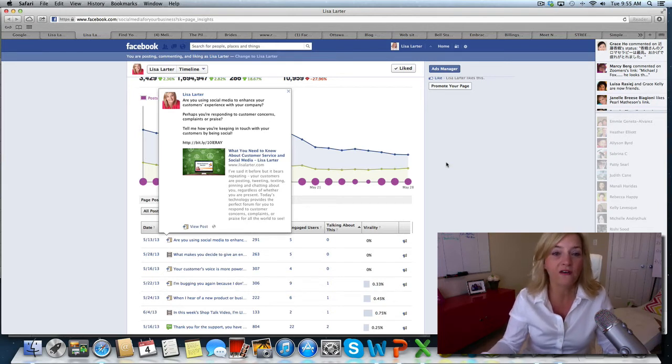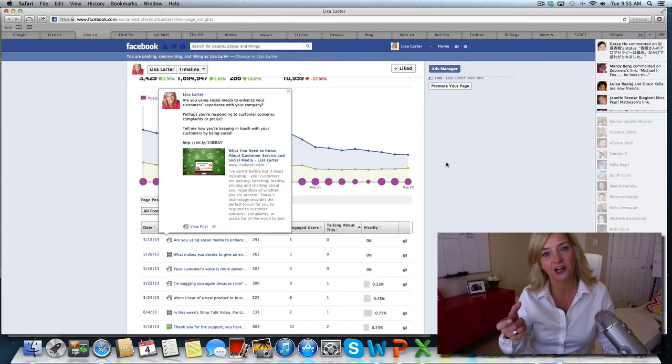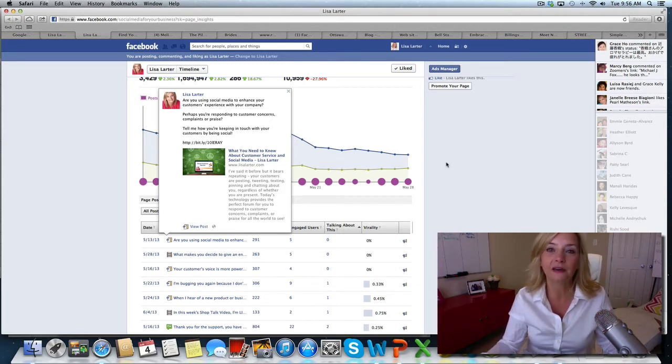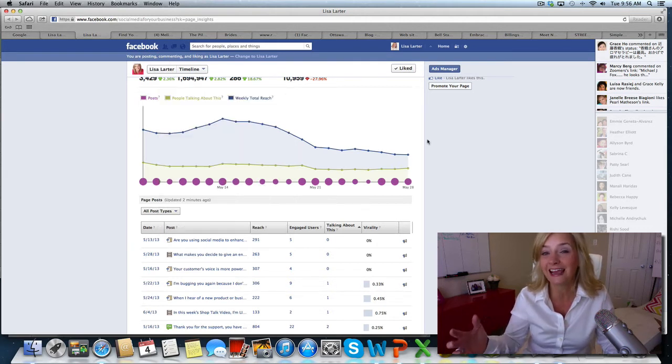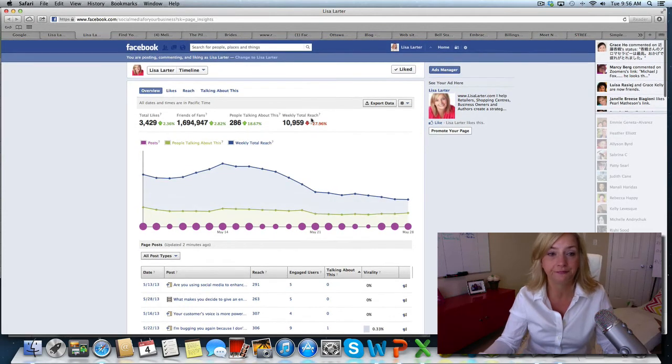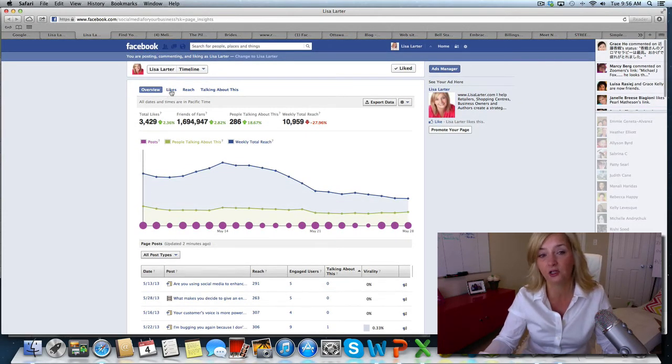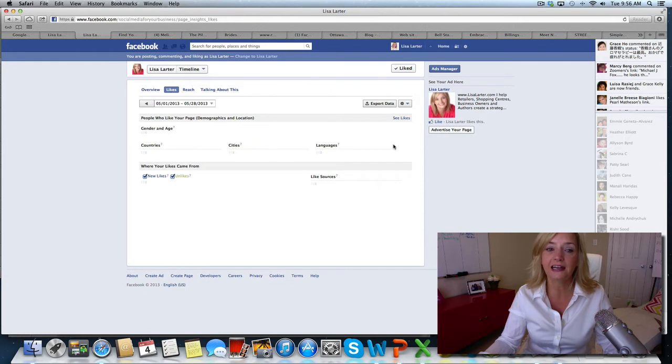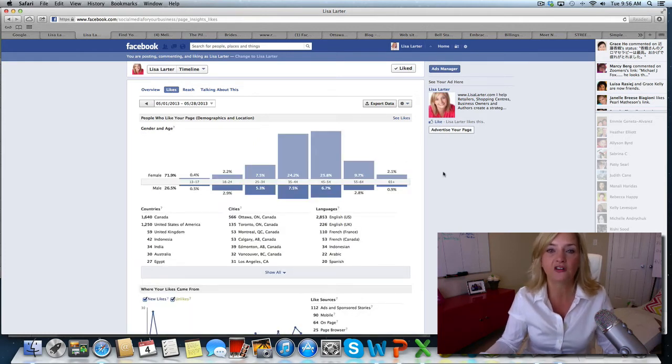So I know if I'm going to share this type of post again, I need to change up my copy and make it a little bit more interesting for people. This is great because you have data that tells you exactly how your marketing is working or not. The other really great thing is if you click on likes, you can actually see the demographics of the people who like your page. So you can scroll over here and you can see 71% of the people connected to my page are women.